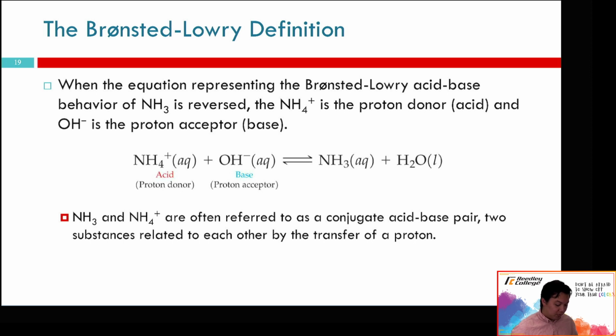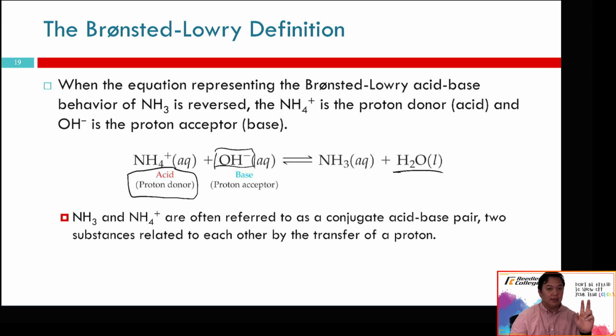When the equation representing Bronsted-Lowry acid-base behavior of ammonia is reversed, the ammonia, gosh, I always get these two mixed up. The charged one is ammonium, the uncharged is ammonia. So if we reverse this, then our ammonium is now our proton donor, and our proton acceptor is this hydroxide, to become water.